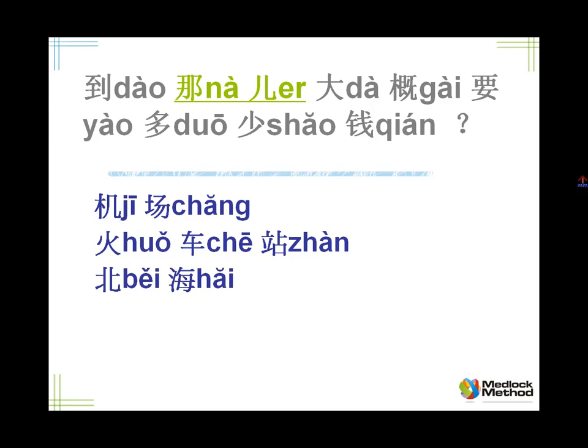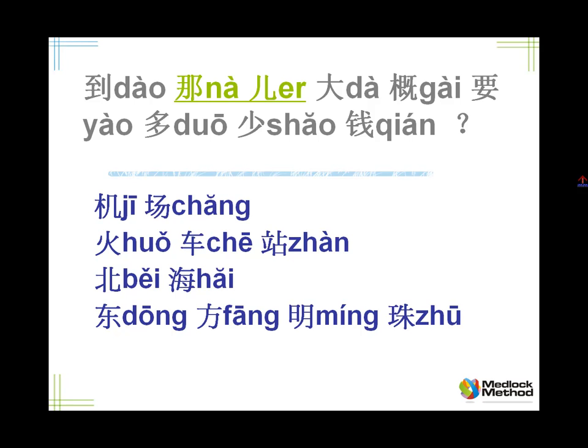Ask me about how much does it cost to get to the Oriental Pearl Building. 到东方明珠大概要多少钱? Tell me about 60 kuai. 大概60块。 Have you noticed that sometimes I say 60块 or sometimes I say 60块钱? Either way is fine. 60块钱 or 60块, either is fine. Same meaning, yes? Yeah.